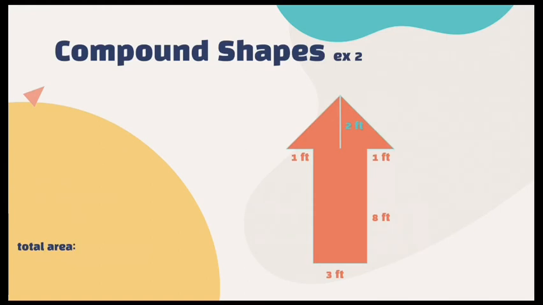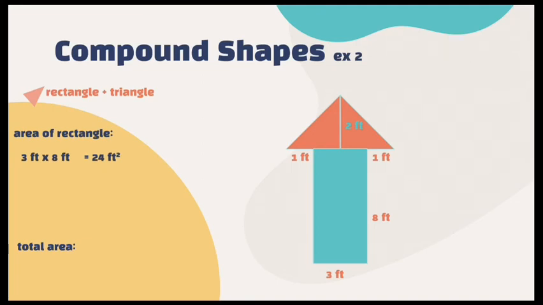Let's try this one. So this is an arrow pointing up, and we want to find the area of the arrow. So if we fill that in, we can see it's a triangle and a rectangle again. So solving the rectangle, looks like the length is 3 feet times 8 feet, which gives us 24 feet squared. And let's look at the triangle.